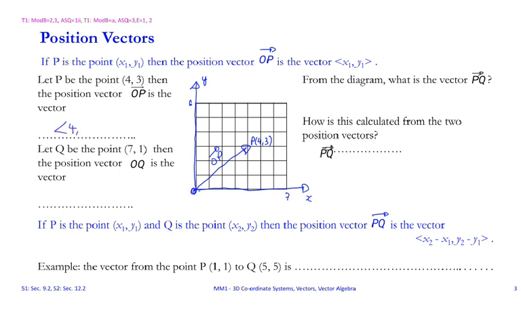So our vector looks pretty much the same. If we let Q be the point 7, 1, so Q is here, our vector OQ is here. So that's 7, 1. Now, from the diagram, what is the vector P to Q? So if I'm going from point P to Q, what's our vector?